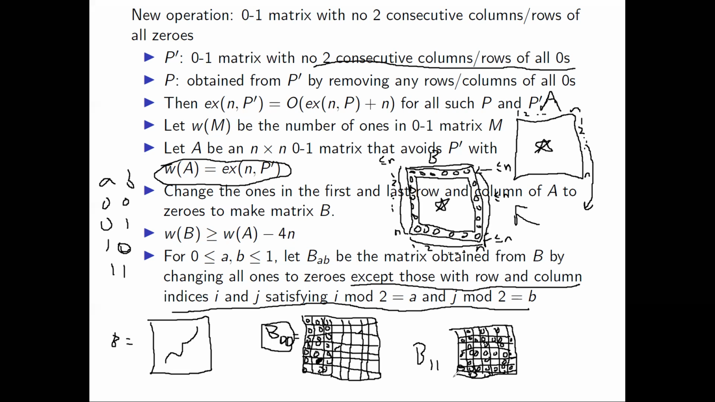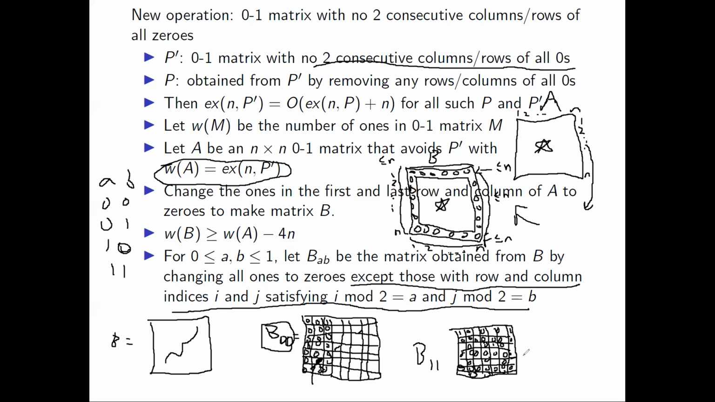So the B11 was the opposite of the B00. The B00, we zeroed out the odd columns and we left any ones in the even columns as I did right there. The B11, we zeroed out the even columns. We leave any ones that are already there in the odd columns. So I'll throw some in there.